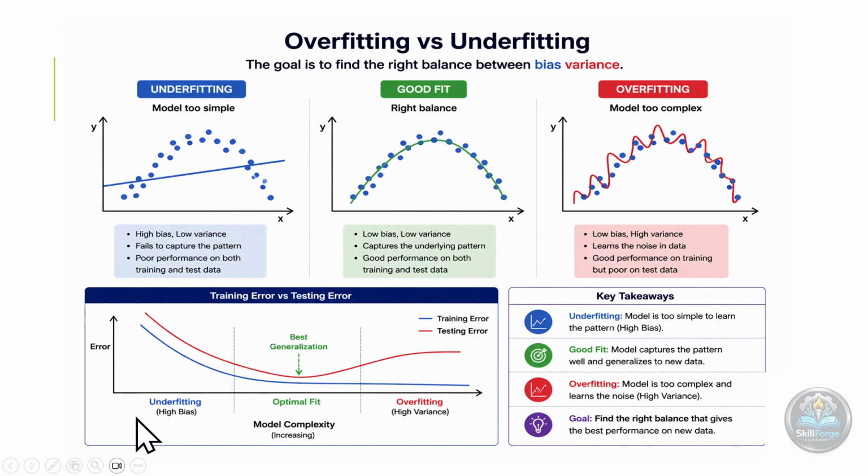Now look here, as model complexity increases, training error keeps decreasing. Testing error first decreases, then you can see it increases. The best point is where the testing error is lowest, and this is the optimal model. So underfitting is when the model is too simple, overfitting is too complex. Our goal is to have a balance between the both. We want a model that generalizes well to new data.